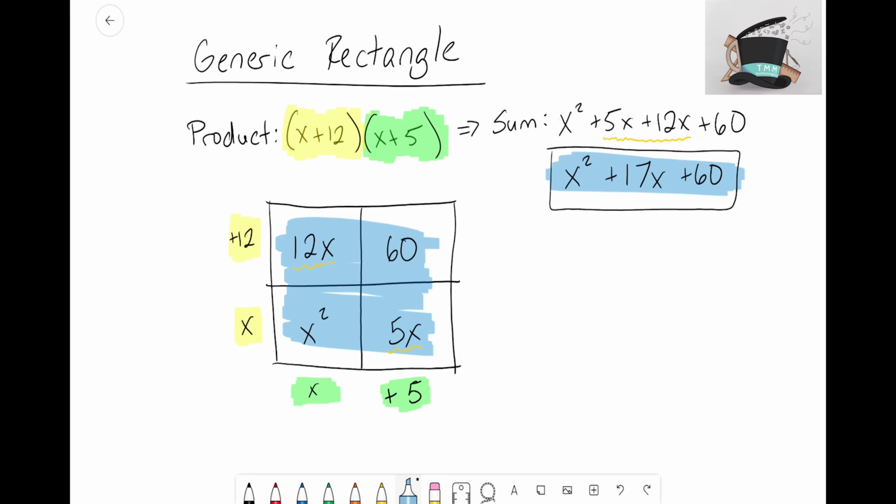I just want to recap before we end this video. For this problem here, we only knew the x squared, the 12x, and the 5 outside. From that, we were able to unravel this puzzle and figure out what the missing pieces were, so we knew what our product and our sum were.